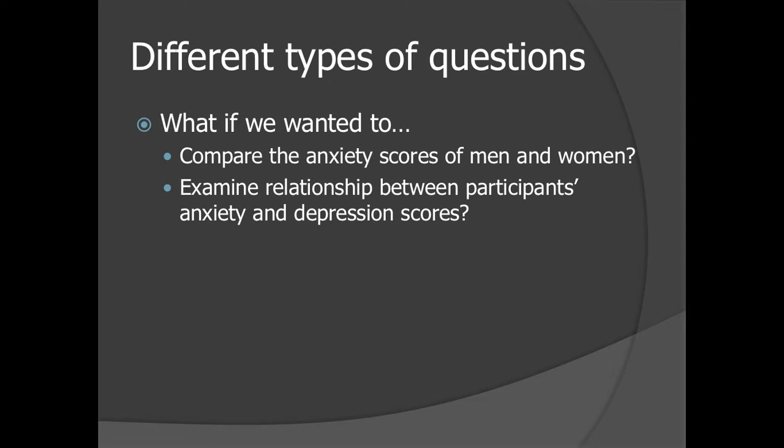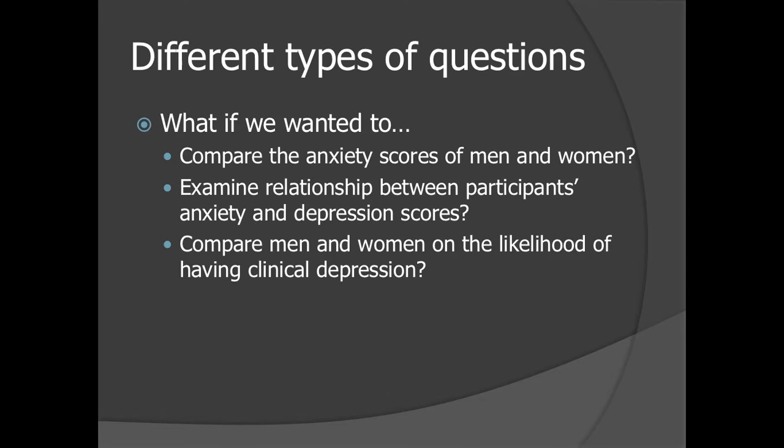If you wanted to examine the relationship between participants' anxiety and depression scores, if anxiety and depression scores are both interval or ratio data, and they're both continuous, you want to see if they're related, you would do a correlation between those 2 things. If you wanted to compare men and women on the likelihood of having clinical depression, you have men and women as 2 different groups, but the likelihood of having clinical depression is actually a nominal variable instead of an interval or ratio variable. So this is when you could use a chi-squared test for goodness of fit. And so that's what I will be talking about for the rest of this video.